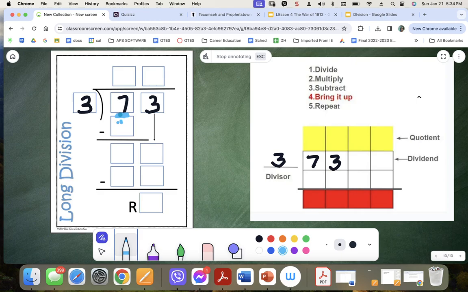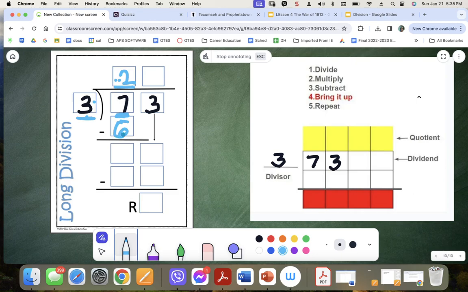Can we do that? If the answer is yes, we can go ahead and work on it. As we found out earlier, we can make 2 sets. So we can go ahead and write 2 on the top. And the next step is we are going to multiply the answer by the divisor, which is 3. That will be 2 times 3, and your product you're going to write under the 7. So that would be 6.